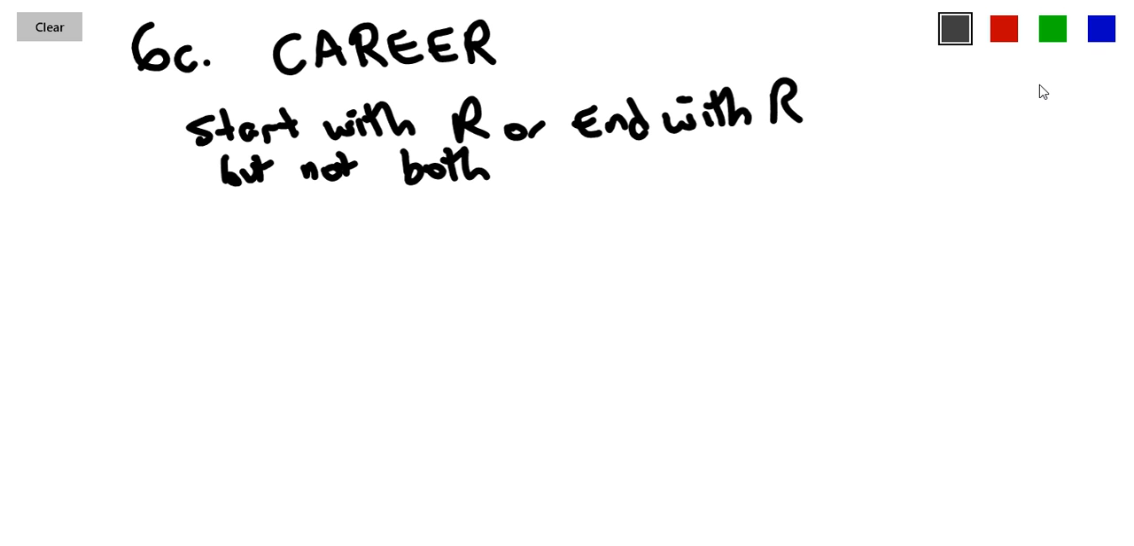In question 6, we have the word career and we're asked to rearrange the letters and make a new 6-letter word. And of course, word doesn't mean something that is in the dictionary, just an anagram or a rearrangement of the letters. So in question 6C, specifically, we want to create an anagram that starts with the letter R or ends with the letter R, but not both.